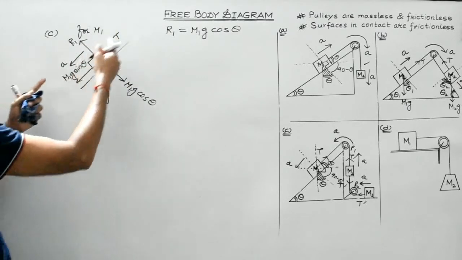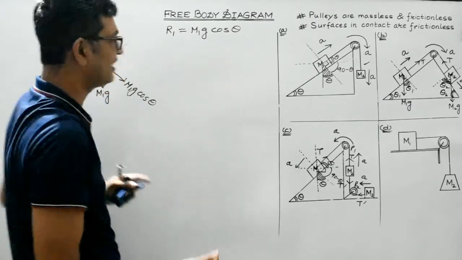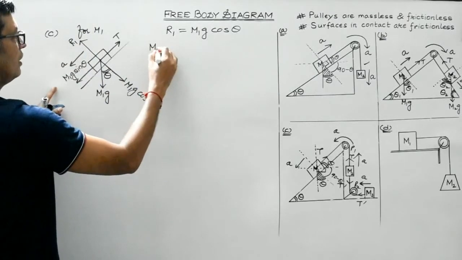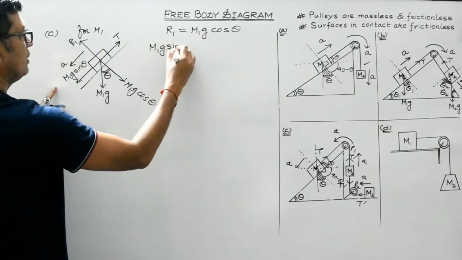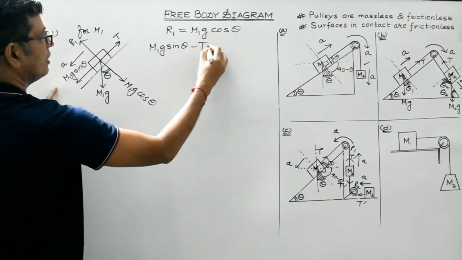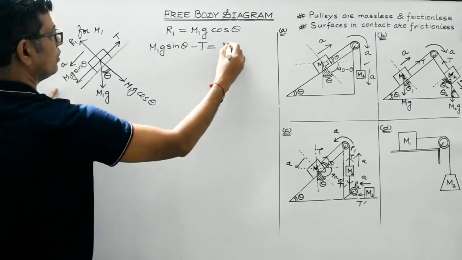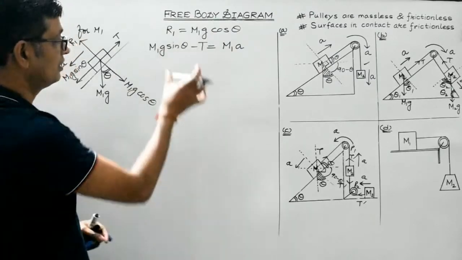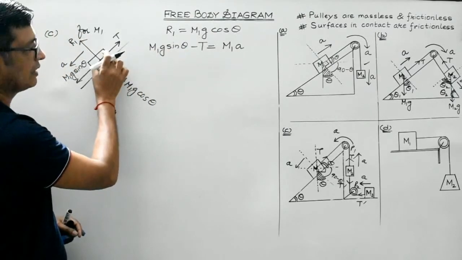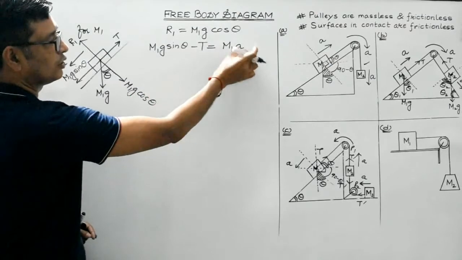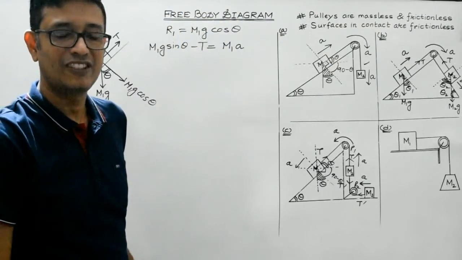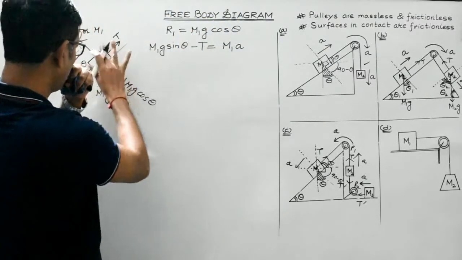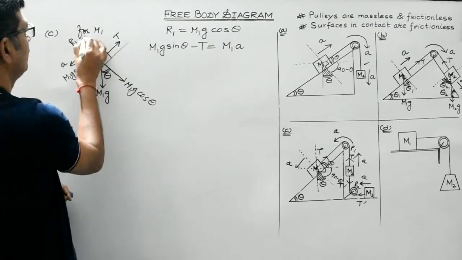So M1G sin theta must be greater than the tension. So the equation would be M1G sin theta minus T is equal to M1 into A. So this is the equation. This is the net force acting on this body of mass M1. So net force is equal to mass into acceleration. Clear, students? So this is the equation for the body of mass M1.